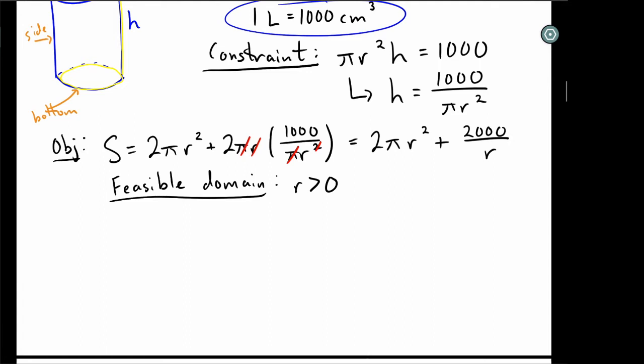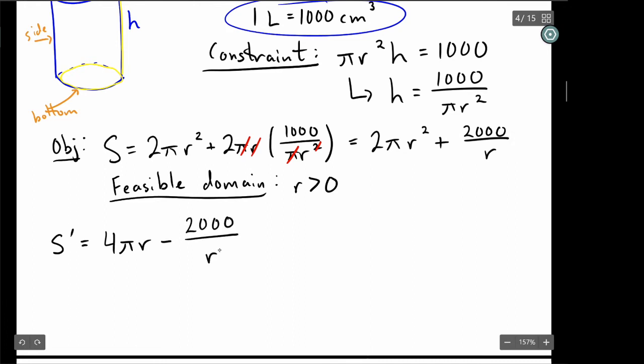Right, so s prime. We're taking the derivative of this thing over here. So s prime is going to be 4 pi r minus 2,000 over r squared, if we take the derivative of this function up here. Okay, so we still want to do the same thing as usual and set this equal to 0.